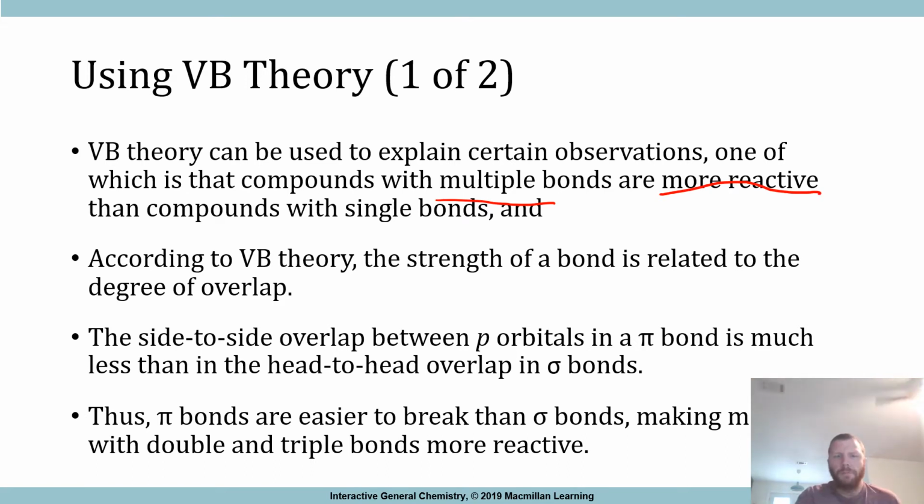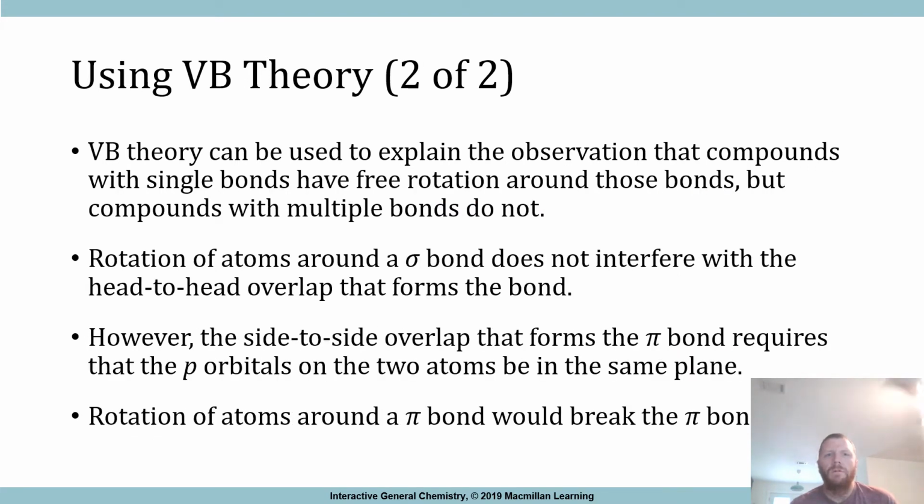more reactive. According to valence bond theory, the strength of a bond is related to the degree of overlap. A double bond, for instance, has a higher degree of overlap than a single bond. The side-to-side overlap between p orbitals in a pi bond is much less than the head-to-head overlap in sigma bonds. Thus, pi bonds are easier to break than sigma bonds, making molecules with double and triple bonds more reactive.